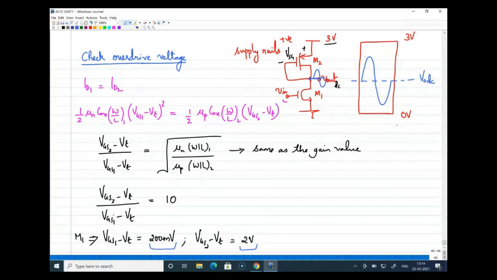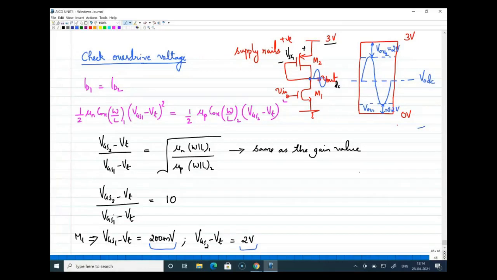That means you will definitely have to leave some space here for the overdrive voltage of the second transistor, and even here, for the overdrive voltage of the first transistor. And for this current example, we saw that this overdrive voltage is equal to 2 volt, and this is equal to 0.2 volt, right?